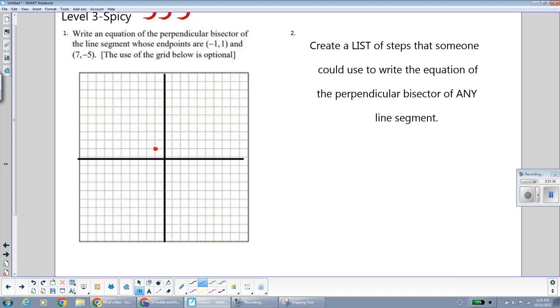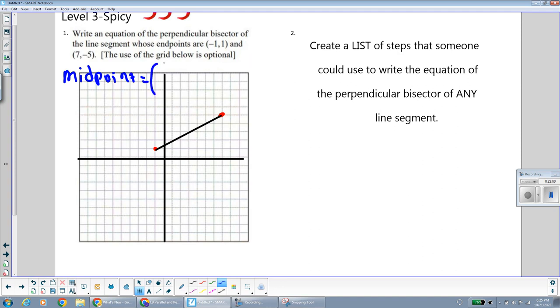-1, 1 is right here. 1, 2, 3, 4, 5, 6, 7. 1, 2, 3, 4, 5 is right here. I'm going to connect those dots together with a line segment. So I know that the perpendicular bisector needs to pass right through the middle, or through the midpoint. So first I'm going to find the midpoint of the line segment.